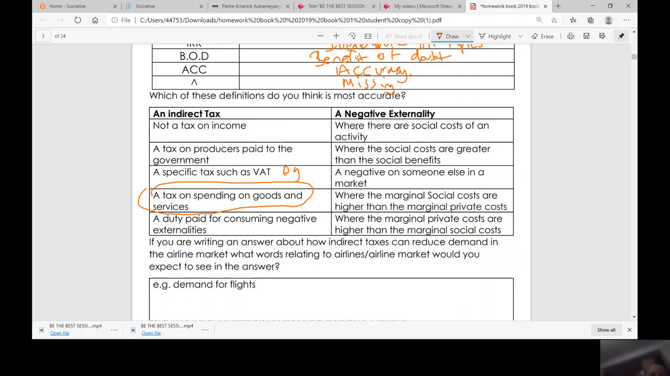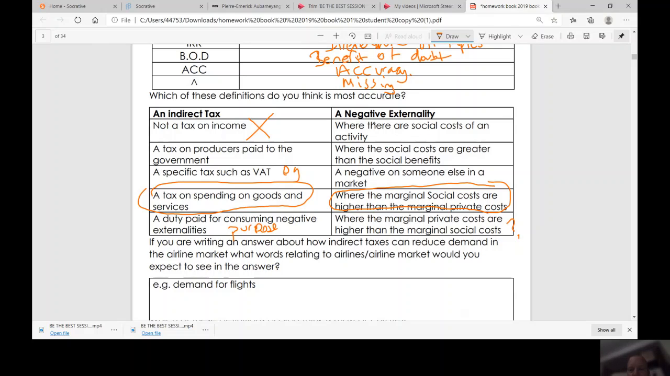Don't define by saying what it's not. There's lots of things that aren't a tax on income. Bread is not a tax on income. A duty paid for consuming negative externalities is more to do with the purpose of some indirect taxes. So whereas some of those answers are incorrect, they're not accurate. Definition of a negative externalities is where the marginal social costs are higher than the marginal private costs. So this would be the most accurate definition. This one is muddled up.